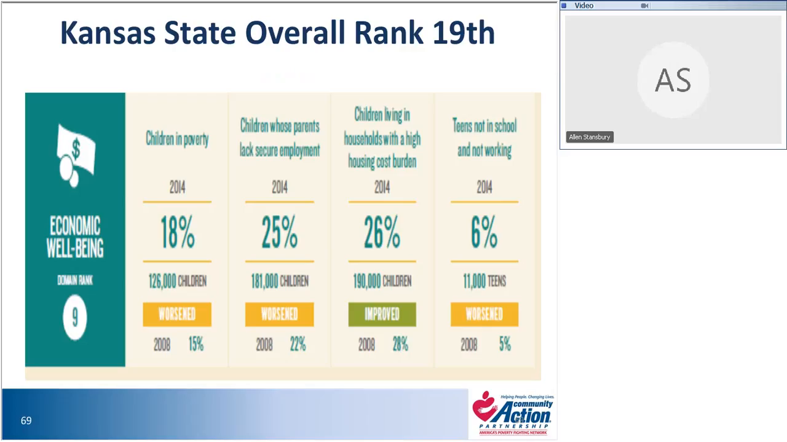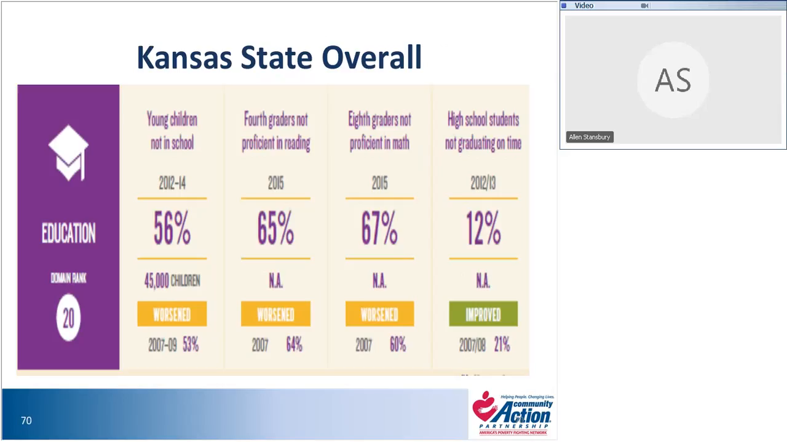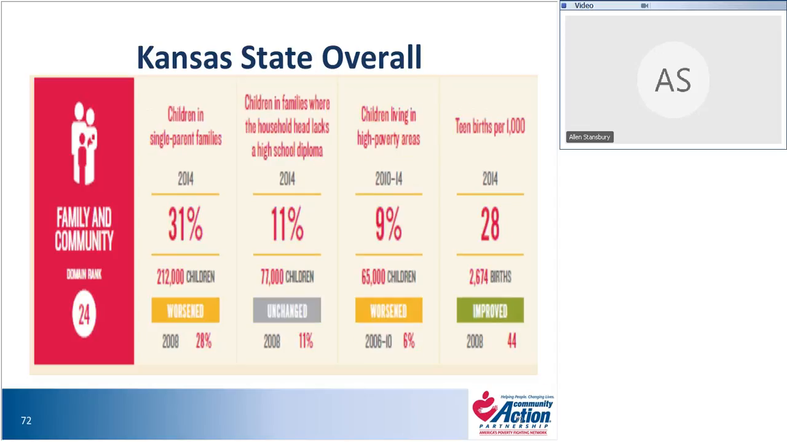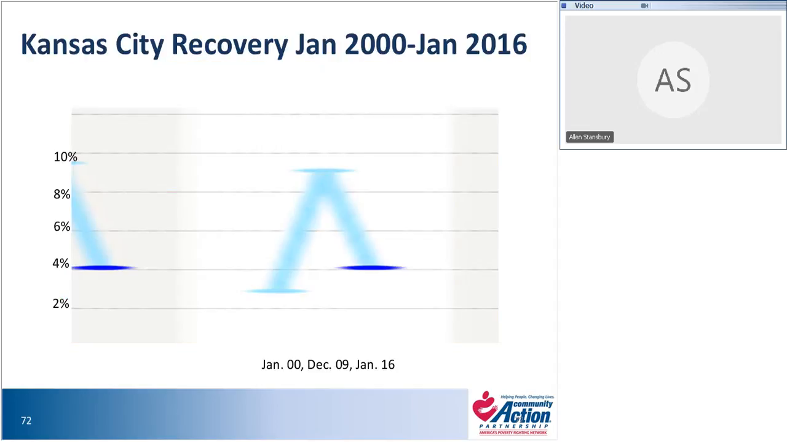Here we go with economic well-being. Down here, you can show where their ranking is. Unfortunately, I don't have exactly where I got these from. Went on to the next one. Here's their education ranking. Here's where we got Kansas State overall on health. Family and community. We're looking at the state.